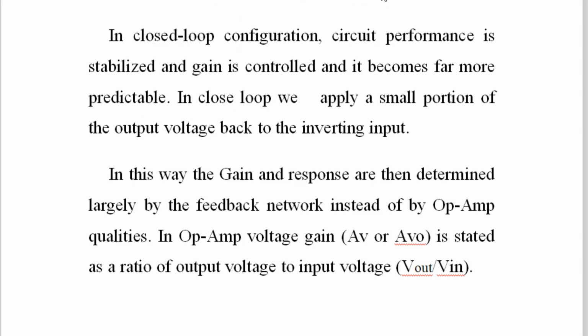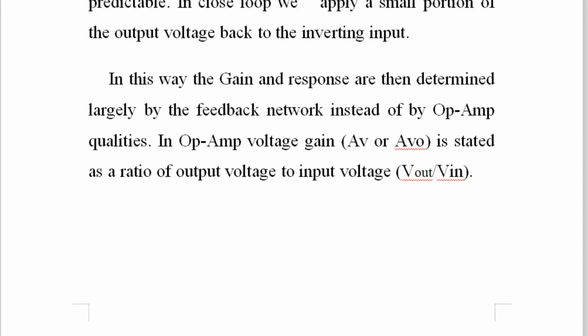In closed loop, we apply a small portion of the output voltage back to the inverting input. In this way, the gain and response are determined largely by the feedback network, meaning RF and RIN will play an important role in identifying the gain. So like that, you can read this.